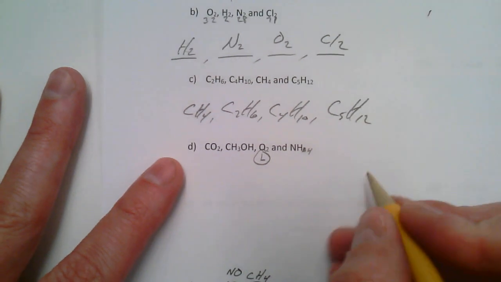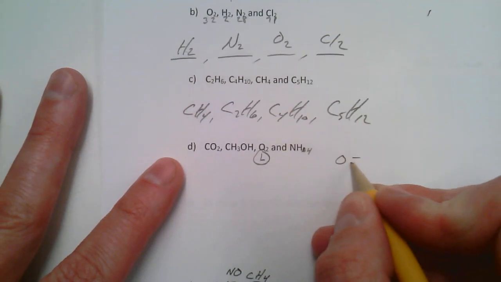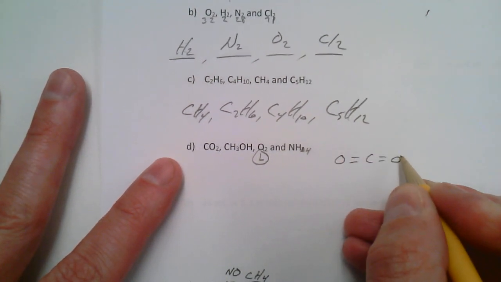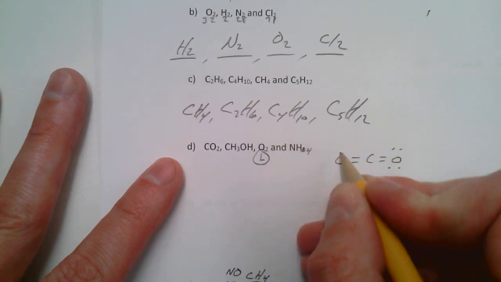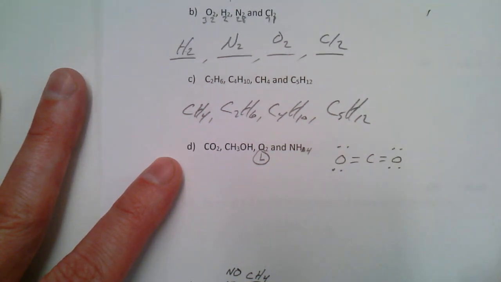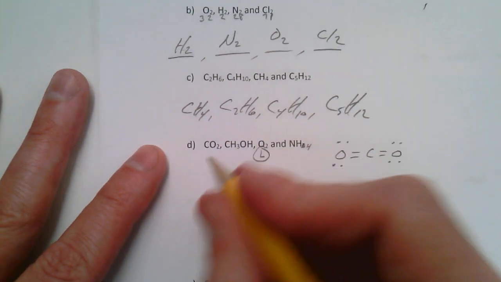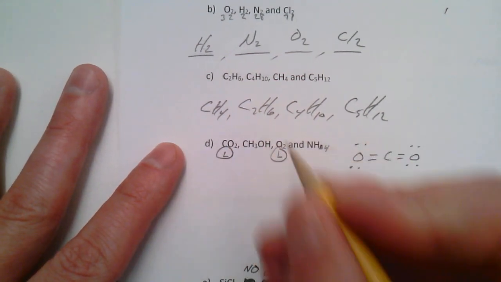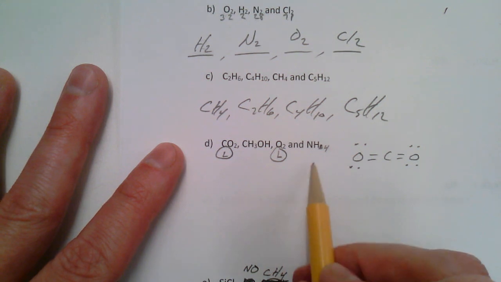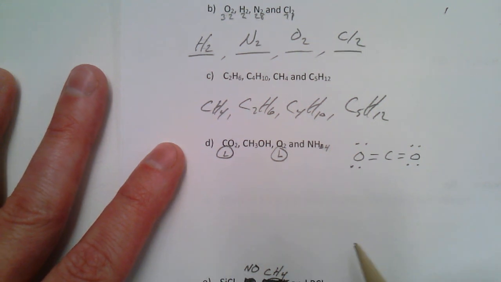So CO2, if you draw out the Lewis structure for CO2, you'll get something that looks like this. There is another way to draw it, but it doesn't matter. Either way, it's nonpolar. There's no dots in the middle. It's nonpolar, so this is also only London. Now let's check out NH4.